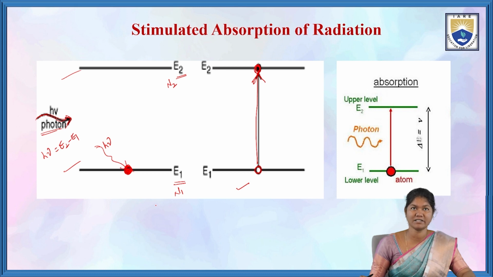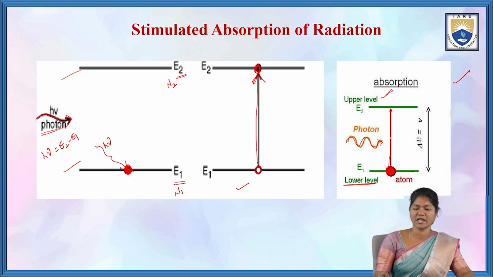So the lower energy state atom absorbs some radiation from the incident photon, is stimulated, and then transits to the higher energy state. That's why in the second diagram, this is the lower energy level E1 and E2 is the upper energy level. In the lower energy level the atom is here, and the photon interacts with this atom, so it transits to the higher energy state. The photon energy is equal to the energy difference between the two energy levels.